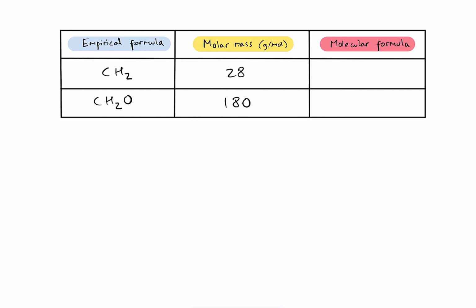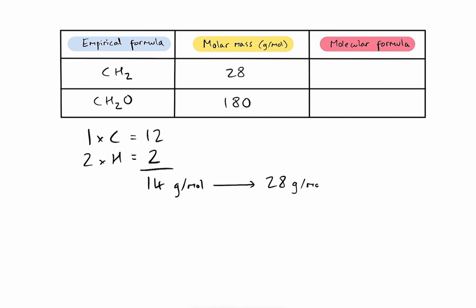I'm going to calculate the molar mass of my empirical formula. So let's do the first row. In my empirical formula, I've got 1 carbon, which has a molar mass of 12 grams per mole, and I've got 2 hydrogens. Each of those would be 1 gram per mole, so in total would be 2. If I add those up, I think my maths is correct, the hypothetical molar mass of my empirical formula is 14 grams per mole. And I know from the data I'm given in my question that the actual molar mass of the molecule, the whole molecule, is 28 grams per mole.